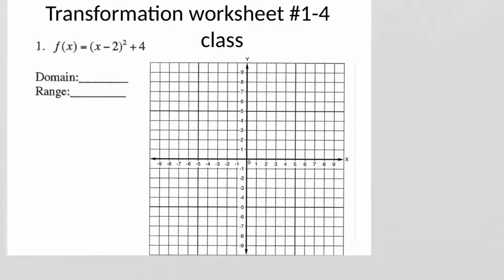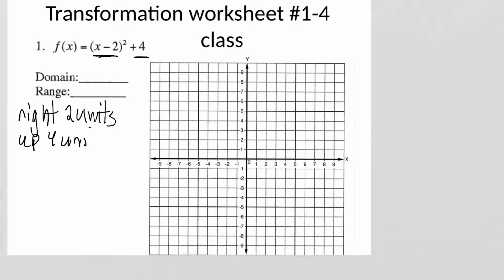So let's take a look at this equation. x minus 2 squared plus 4. What kind of transformation is going on here? So we have minus 2 on the inside. That means we're going to the right 2 units. And then it has a plus 4 on the outside of the function. That means we're going up 4 units. So those are the 2 movements we're going to be doing.